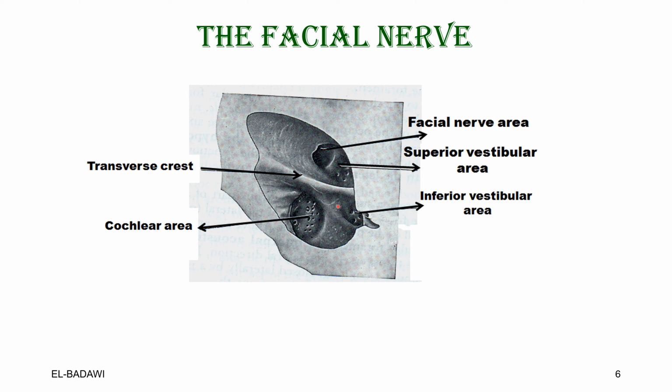Here is the internal auditory meatus, which is the foramen through which the facial nerve will leave the cranial cavity. As you can see here, this is a transverse crest which divides the internal meatus into an upper and lower part. The facial nerve will pass through the upper part, that is the start of the facial canal.